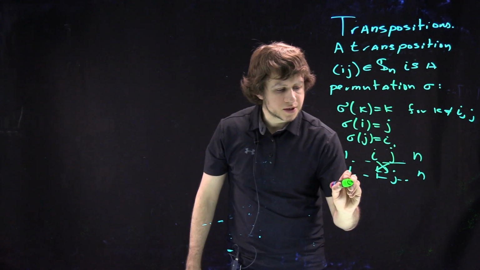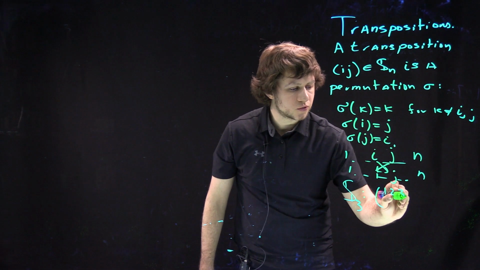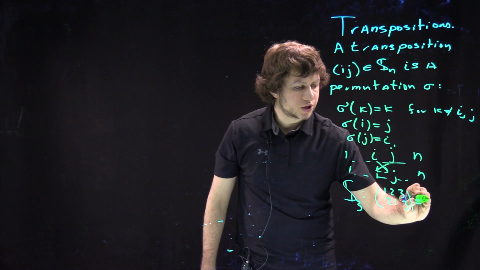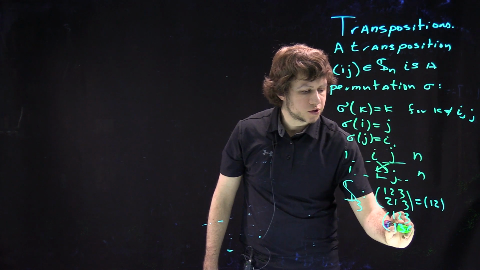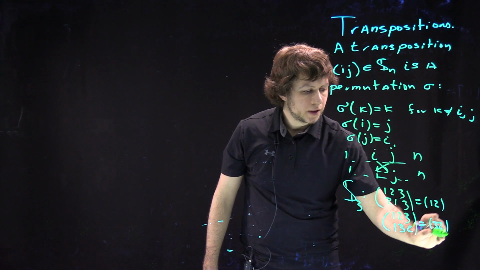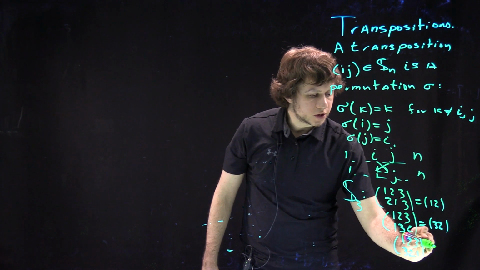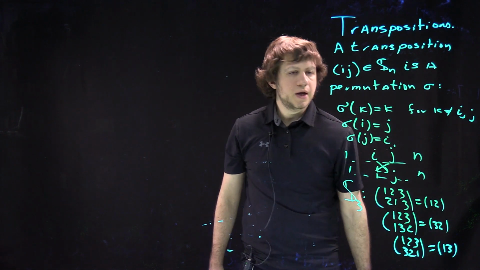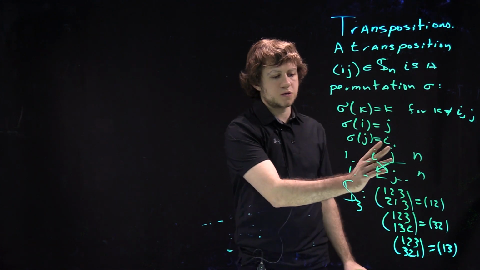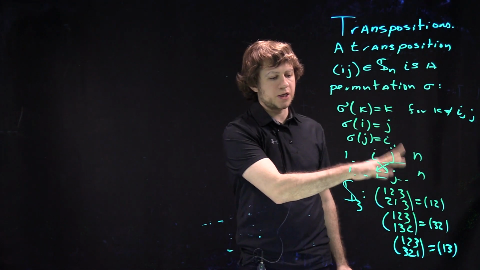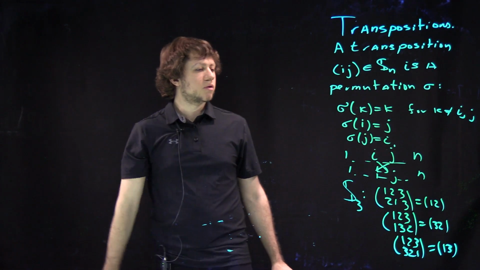For instance, in S3 there are three transpositions. 1, 2, 3 goes to 2, 1, 3, which exchanges 1 and 2 in places. 1, 2, 3 goes to 1, 3, 2, which exchanges 3 and 2. And 1, 2, 3 goes to 3, 2, 1, which exchanges 1 and 3. In general, it's very easy to see that the number of transpositions equals the number of pairs, so something like n times (n minus 1) over 2, I guess. So that's a natural idea.